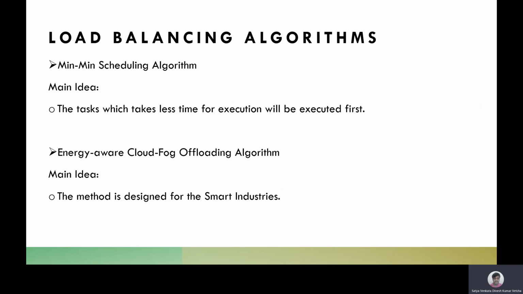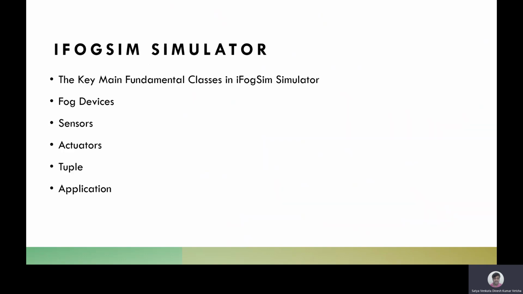Then there is the energy aware cloud fog offloading algorithm, which is mostly designed for smart industries like manufacturing industries, where robots work. But here also they are not considering the load on the fog nodes. So every algorithm has some pros and cons, even though they are compatible with some situations. If you want to implement fog computing in the real world, it takes a lot of expenditure, and in order to implement it we need to conduct a few test cases to see whether it is adaptable, how it works, its performance and everything.